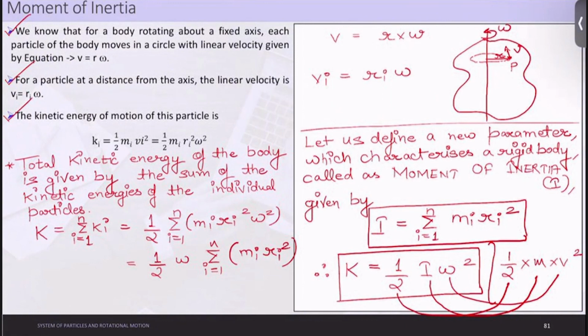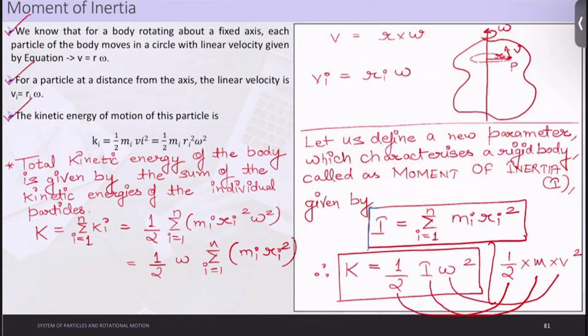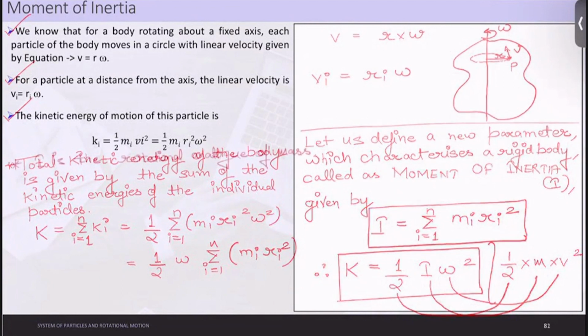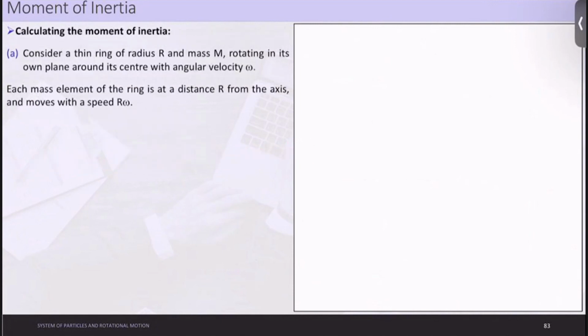In the last concept, we already devised this complete formula. So basically what is I? I is the summation from i equals 1 to n of m_i r_i squared. And we get the rotational kinetic energy equal to half I omega squared. We found out that I is nothing but the rotational analog of mass. Fine, so all these things are clear.